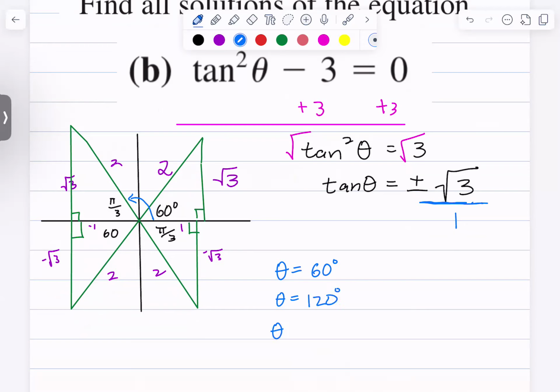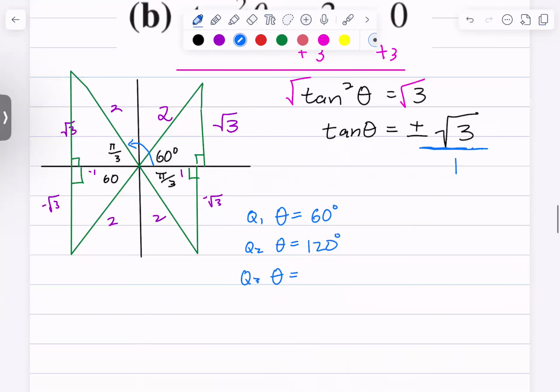What is my third quadrant? This is quadrant 1. This is quadrant 2. What's my third quadrant angle? 240. What is my fourth quadrant angle? 330. Okay, so those are my answers.